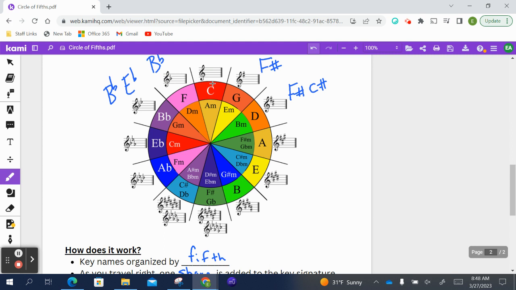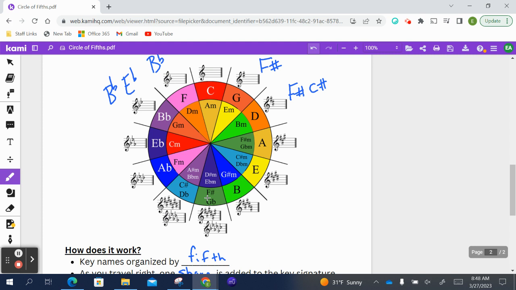As you go around clockwise, we add 1 sharp, 2 sharps, 3 sharps, 4 sharps, 5 sharps, 6 sharps. But if I went around counterclockwise and added 1 flat, 2 flats, 3 flats, 4 flats, 5 flats, 6 flats, we land in the same spot. So the key of F sharp major has 6 sharps in the key signature. The key of G flat major has 6 flats in the key signature.